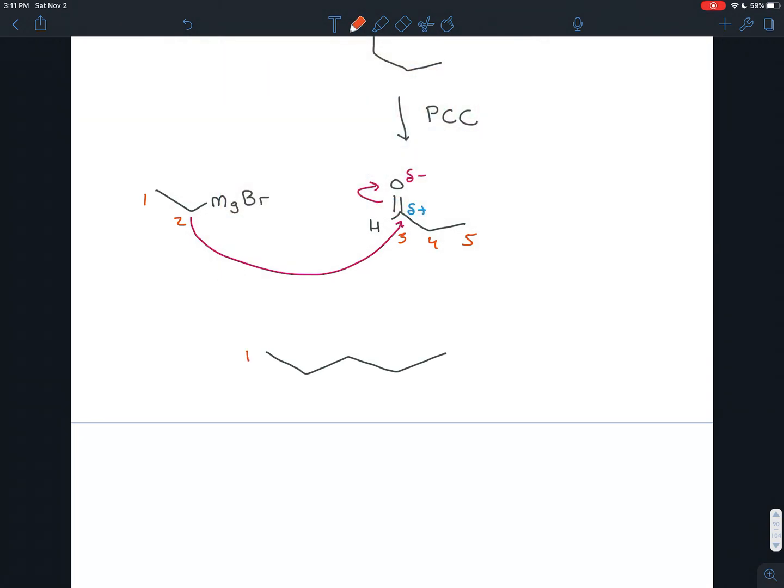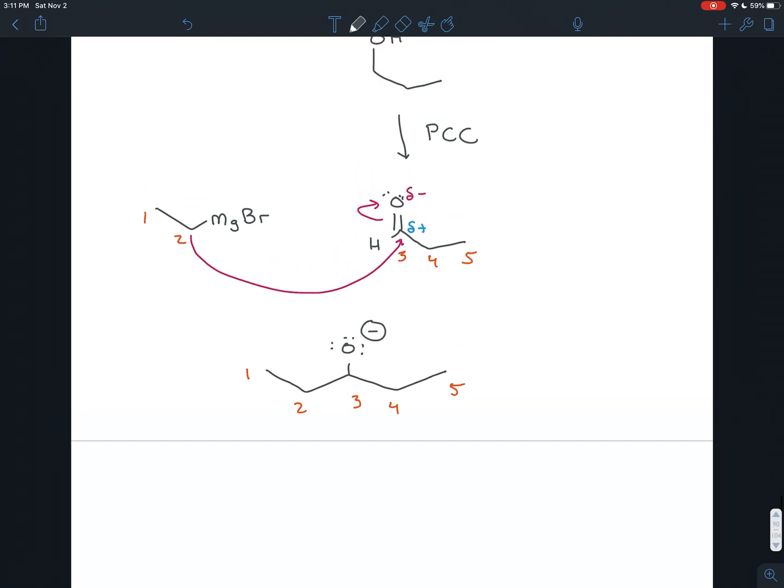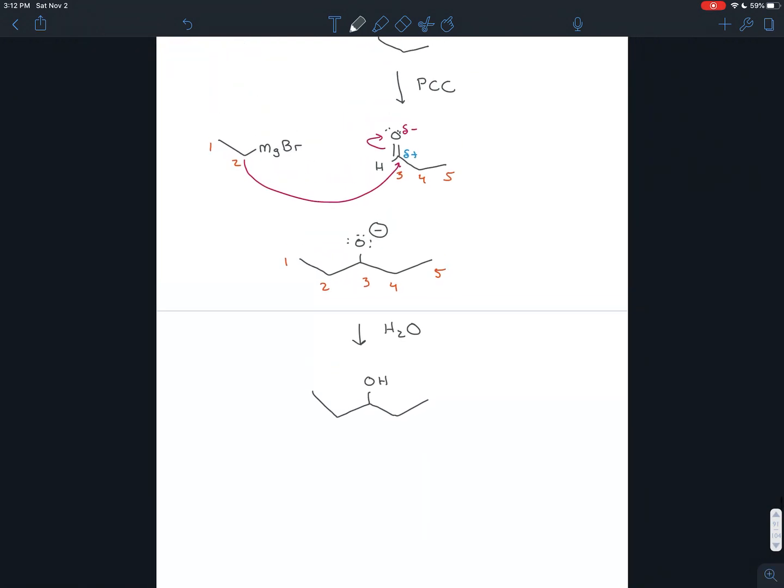So let me number these again. 1, 2, here's our new bond that we formed. 3, 4, and 5. Now carbon number 3 is still going to have that oxygen on it, it just won't have 2 bonds. The pi electrons would have gone onto that oxygen and given it a full negative charge. So anytime you use those Grignard reagents, follow it up with water to stabilize the negative charge. So now we have this.